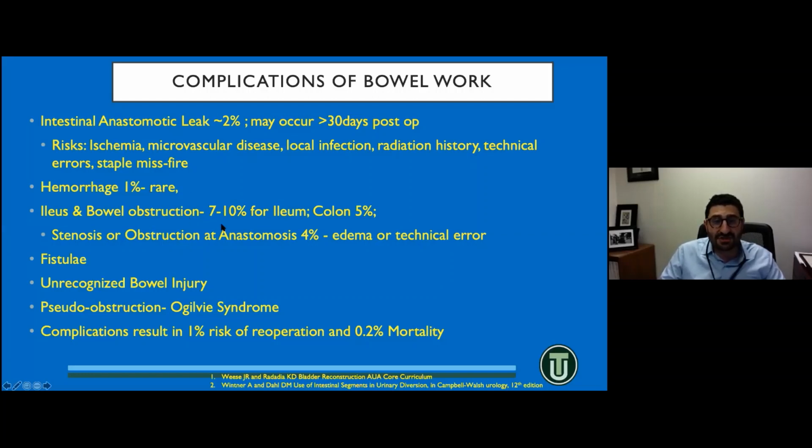Ileus and bowel obstruction tend to be more common with ileum than with colon. You can also have stenosis or obstruction at your anastomosis as a result of edema or technical errors. You may have fistulas. Unrecognized bowel injuries typically present earlier if you missed a bowel injury that you left behind. Pseudo-obstruction or Ogilvie syndrome. These complications may result in the risk of reoperation, and do have some risk of death, especially the intestinal anastomotic leaks.